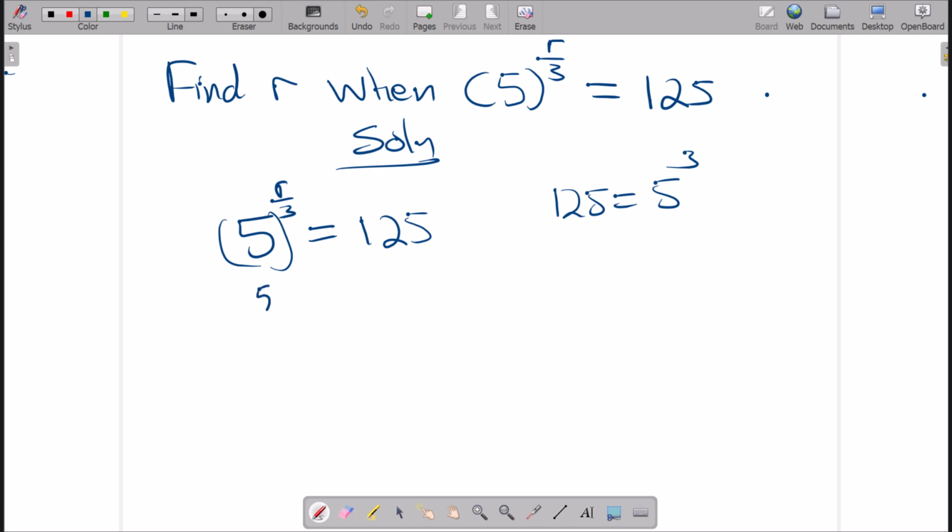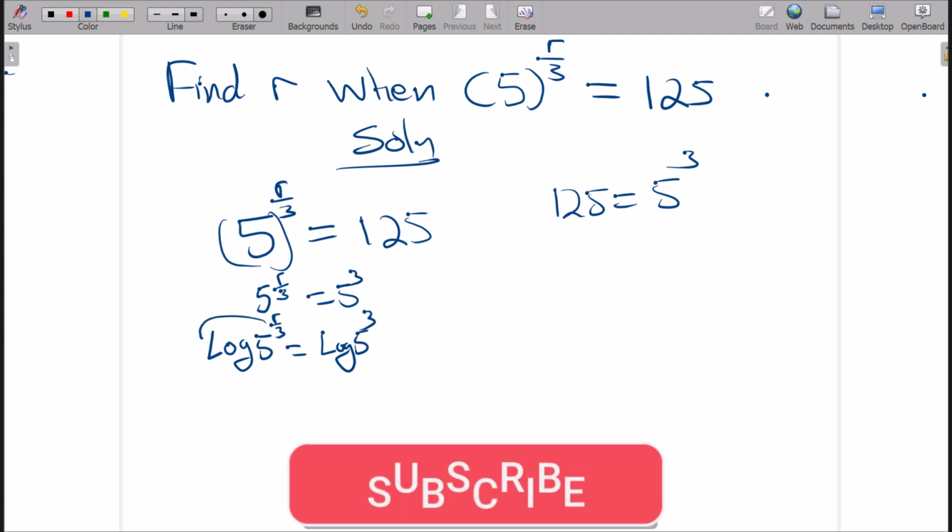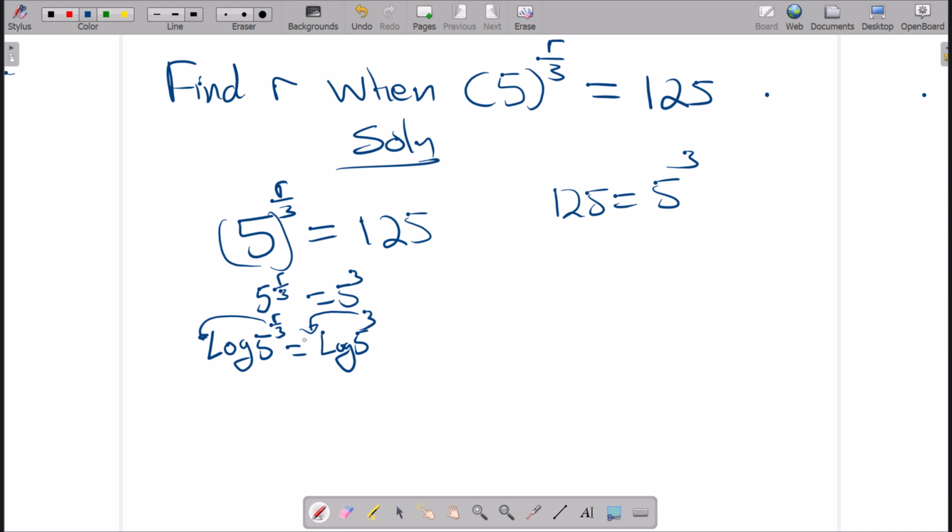So here you say 5 power r over 3 is equals to 5 power 3. Then you apply logarithm on both sides. So log 5 power r over 3 is equals to log 5 power 3. Then according to the laws of logarithm, we have the log of exponent where we take the exponent behind the logarithm. So it will be r over 3 log 5 equals to 3 log 5.